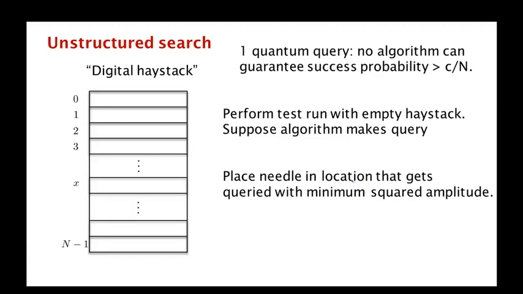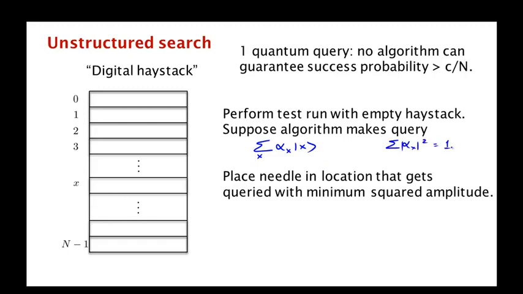So here's how we argue this. Let's perform a test run with an empty haystack. By this I mean that there's no marked element in this table. Now suppose that the algorithm makes this query, the sum over all x of alpha x times x. Now remember, for this to be normalized, the sum of alpha x magnitude squared must be equal to 1.